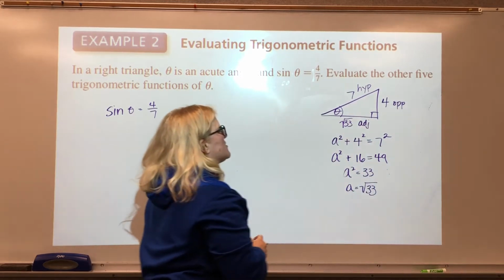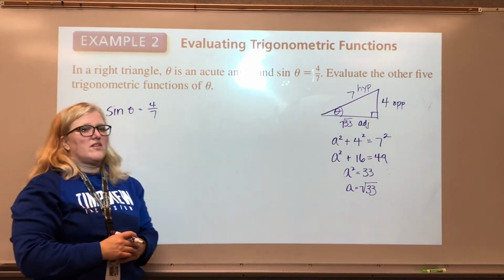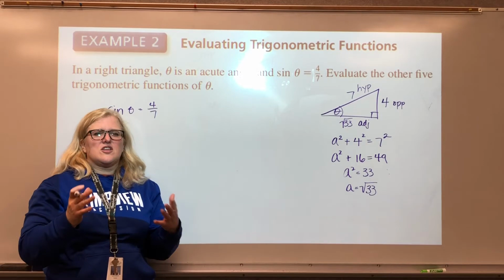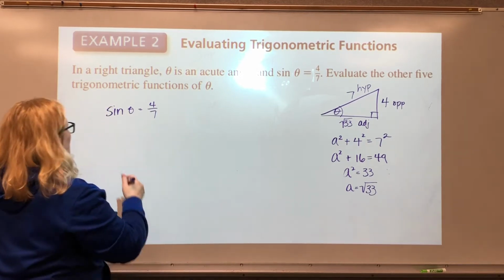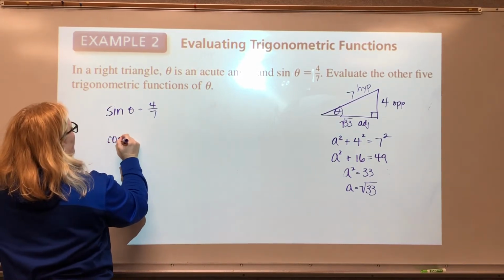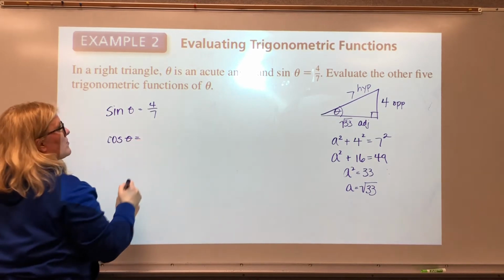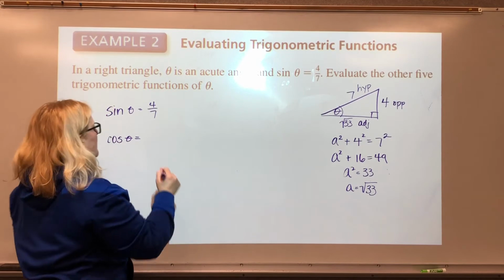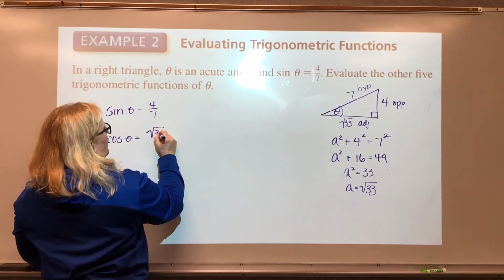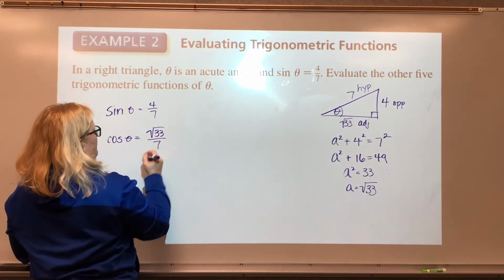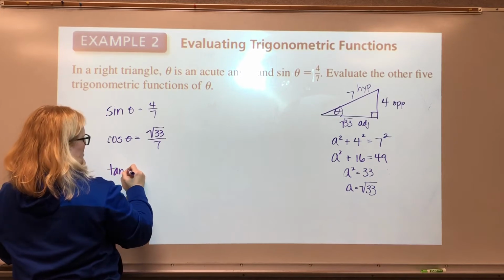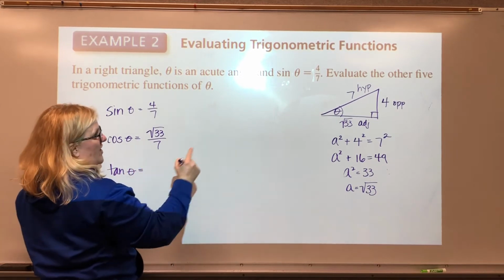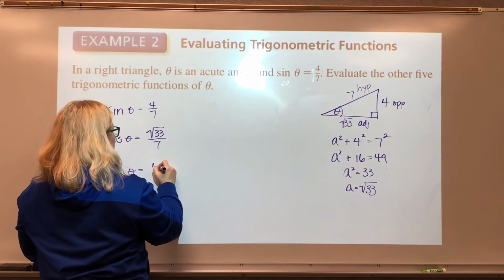Okay, so maybe you're thinking, we got to do another one of these, and yeah, but there's something I want to show you. So, okay, so we've got the cosine of theta. Remember, that's CAH, so it's adjacent over hypotenuse. So I've got the square root of 33/7. My tangent is TOA, so that's opposite over adjacent.